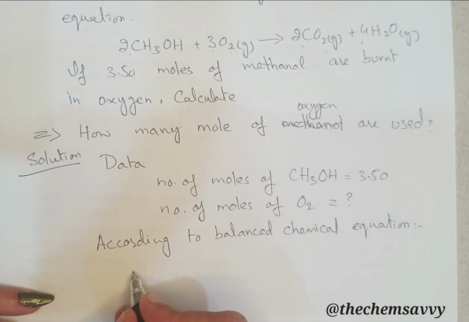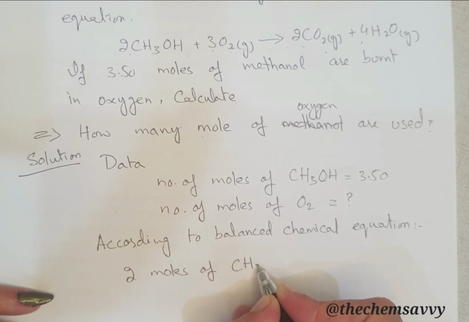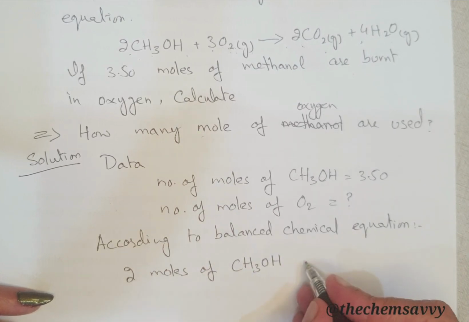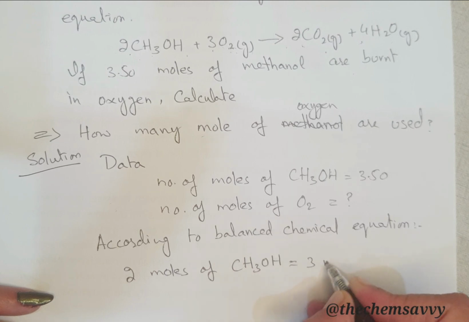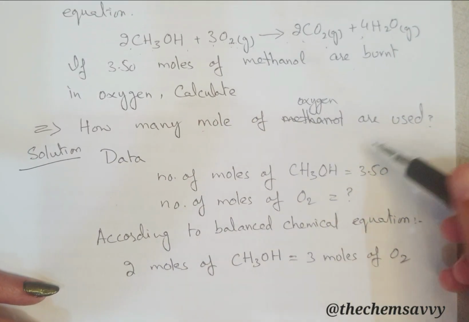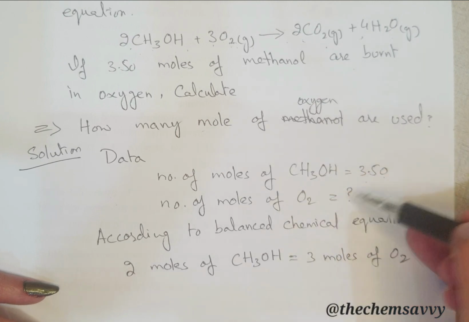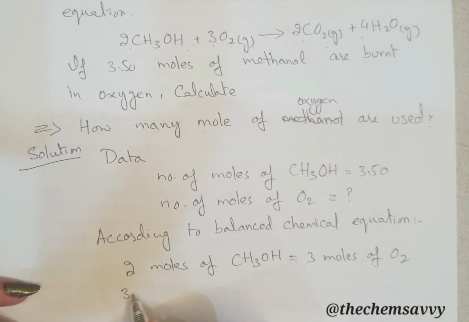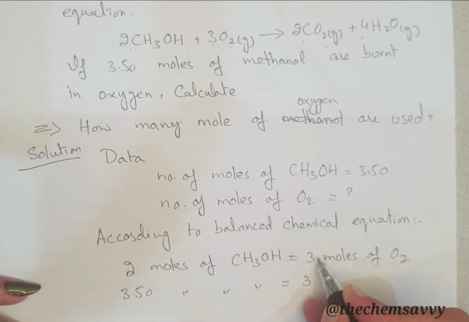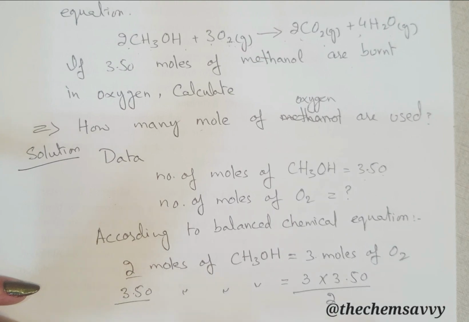So we can write it down that 2 moles of methanol are burnt in 3 moles of oxygen according to this balanced chemical equation. And then you have been asked that if you are having 3.50 moles of methanol, how many moles of oxygen will be required. So we can write it down as 3.50 moles of methanol will require 3 into 3.50 divided by the 2 moles of methanol.